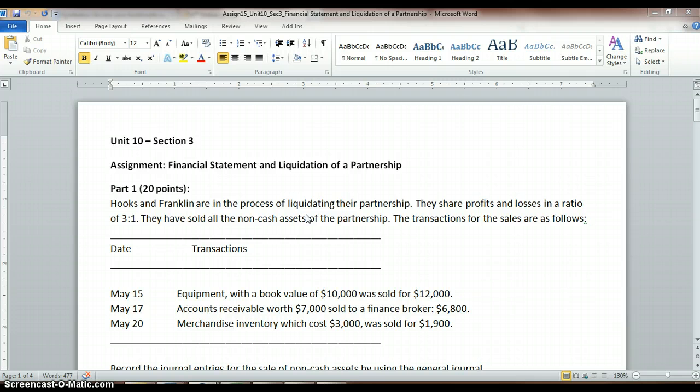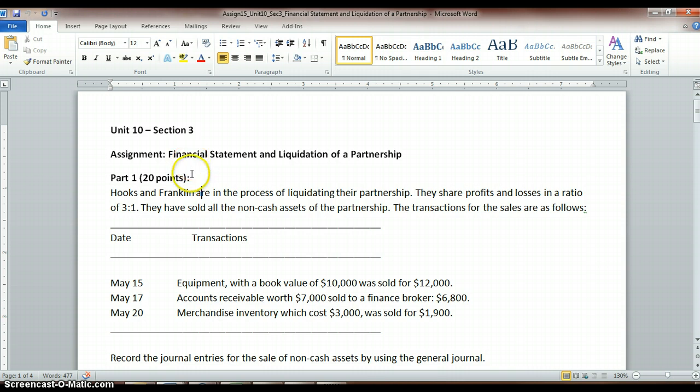reconstructing the partnership. Okay, so in part 1 of this assignment, this is a lot like what we talked about in section 2's assignment. We are selling off our assets and paying off our payables, and then splitting the profits and losses depending on how much has been invested by each partner.